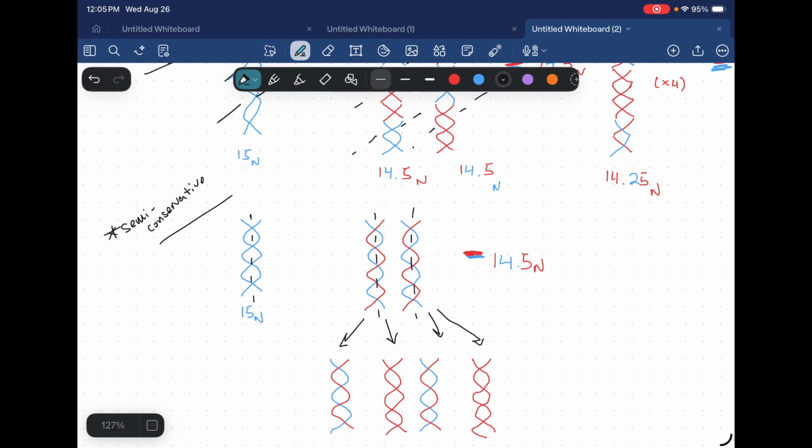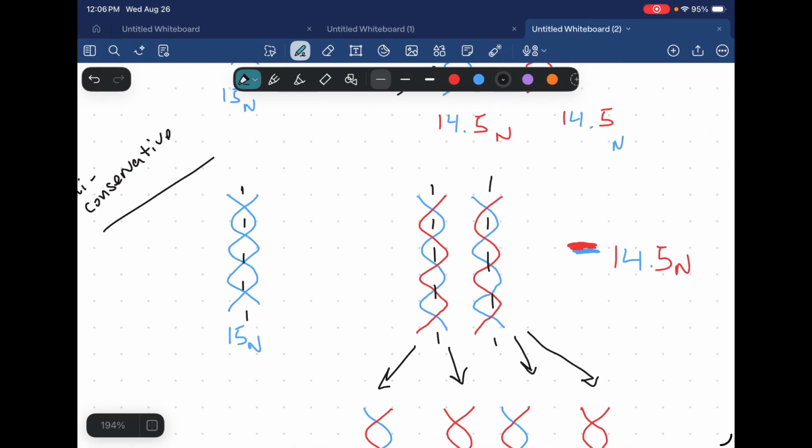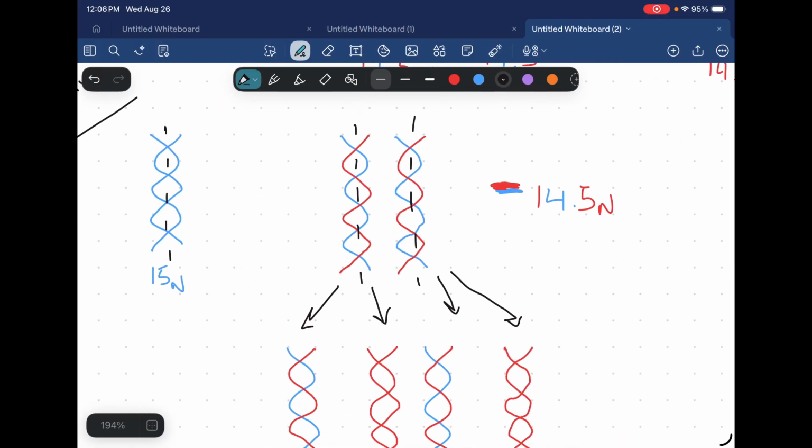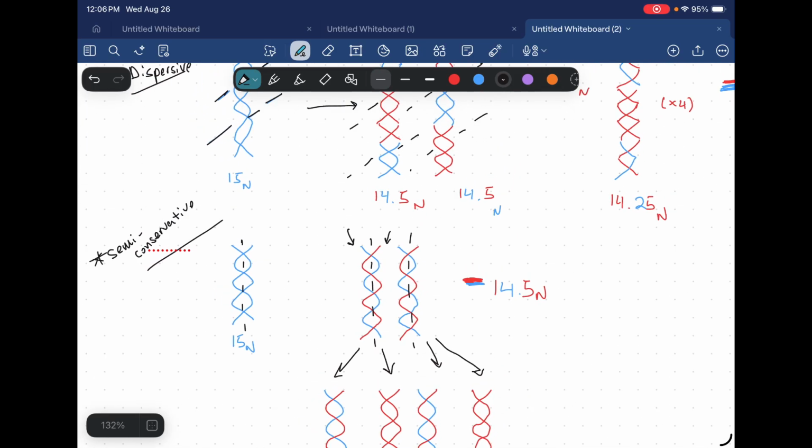This model proposed that the two parental strands actually separated from one another, and then that each parental strand served as a template to then create a new complementary strand. And as a result, each daughter molecule is going to contain one parental strand and one newly synthesized strand. Now we're going to get into the experiment itself.